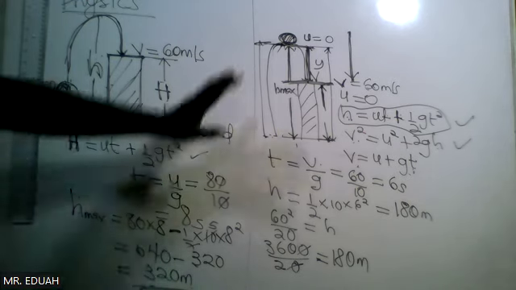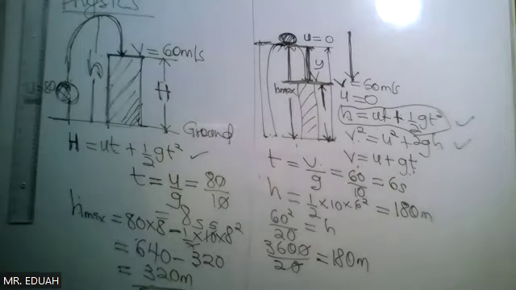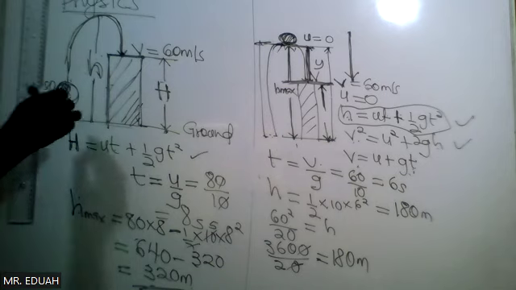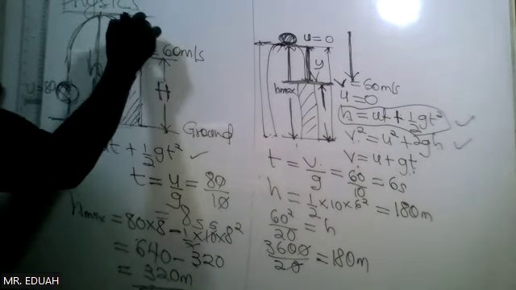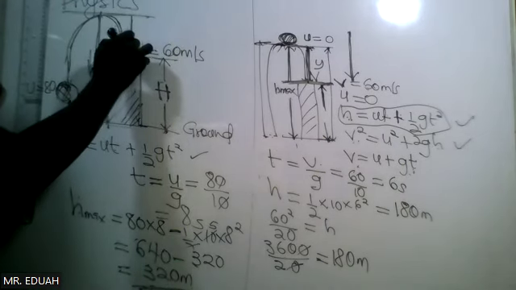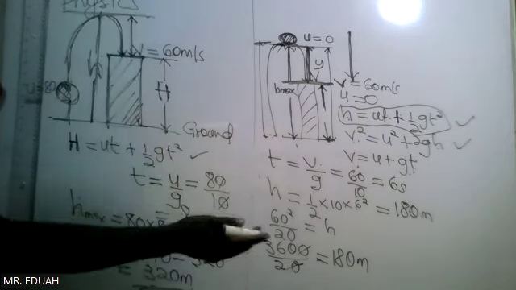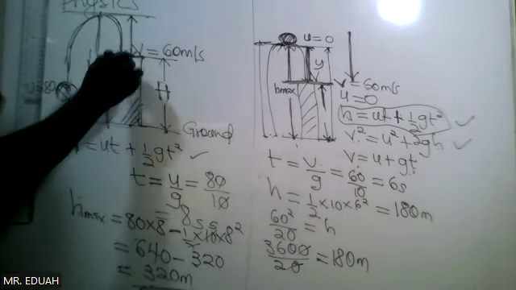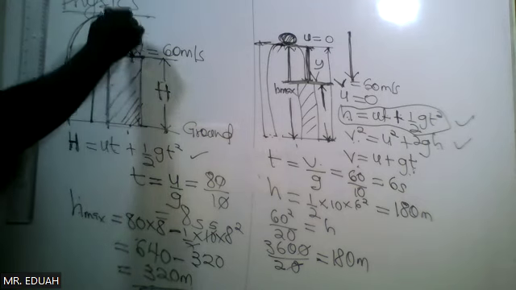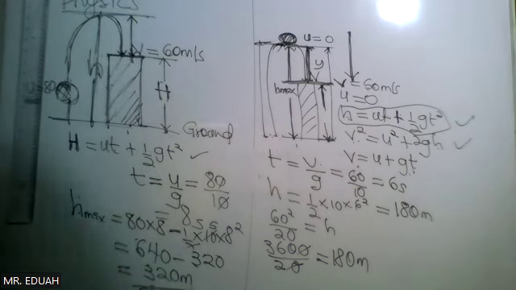But are you okay with how to get the height of the building? Yes, please. So H max is 320. From the maximum height, which is this point, to the top of the roof, it's 180. If I want this length, I subtract this from the whole maximum height, and that's all. 320 minus 180.